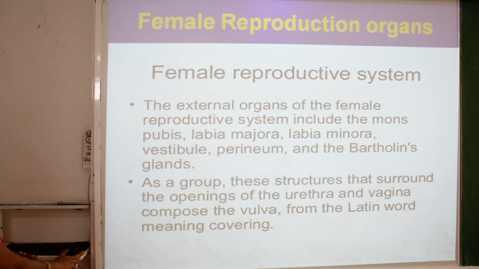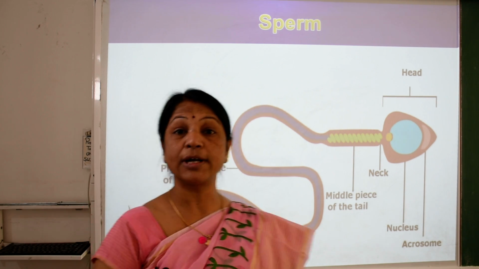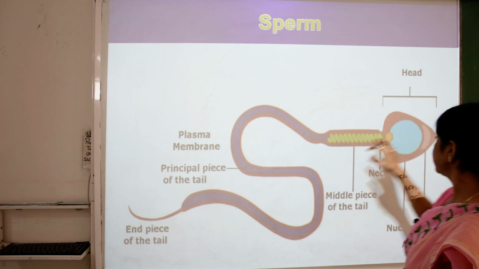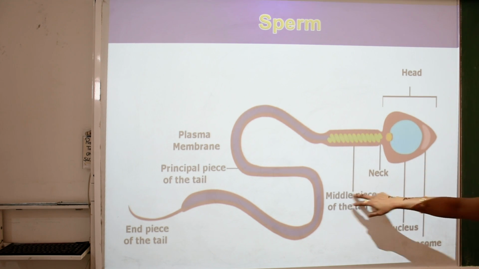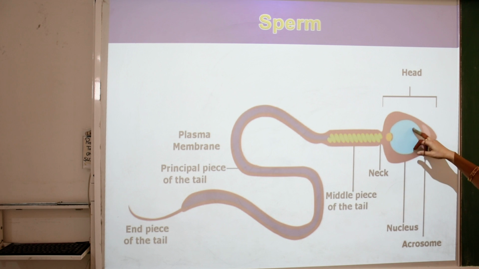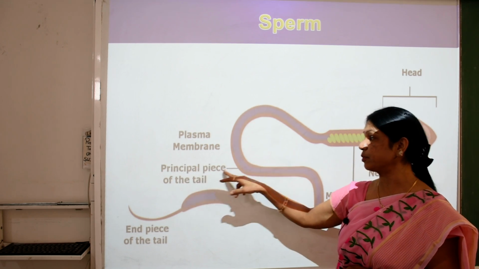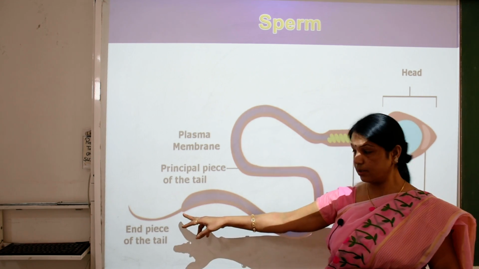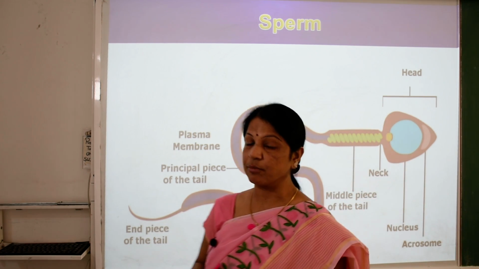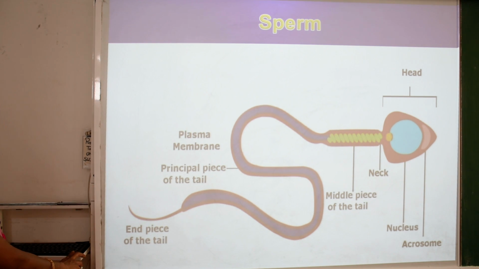Now, further we see the sperm. What is the sperm? What is the diagram of the sperm? It has the head, the neck, the middle piece of the tail, the nucleus, the acrosome, the plasma membrane, the principal piece of the tail, and the end piece of the tail. So, it is a sperm, which is also a part of the male reproductive system.